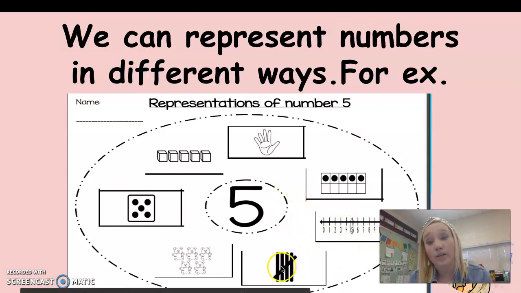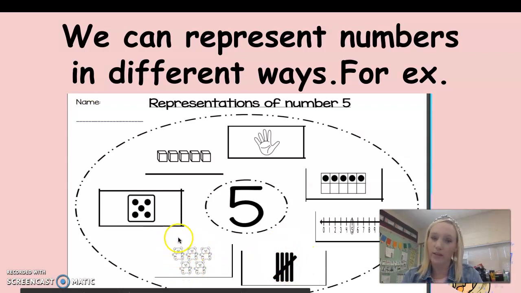We can also represent a number by using tally marks. And these are called tally marks. So we have 1, 2, 3, 4, 5. This is a group or set of 5 in tally marks.